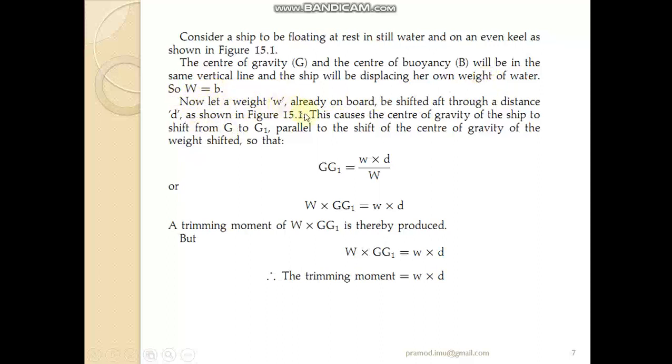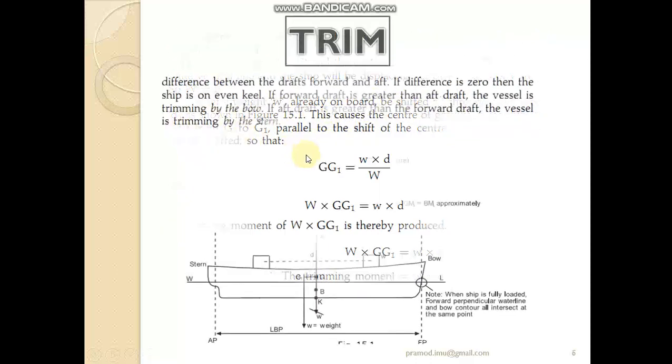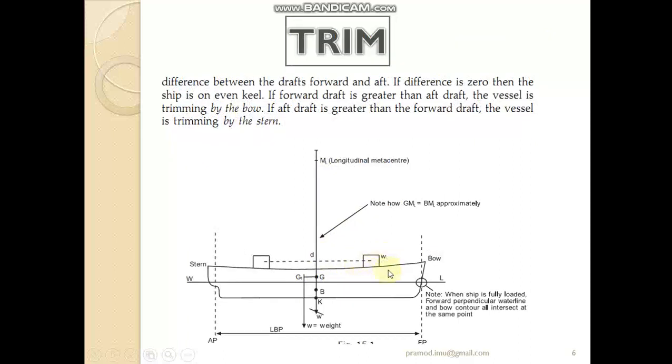Now, let a weight w, which is already on board the ship, be shifted aft through a distance d as shown. So we have a weight w on board a ship, which is not an added weight. It is a weight on the ship which is already there, and this weight is being shifted aft by a distance d. It has moved a distance d from the initial position to the final position in the longitudinal direction.